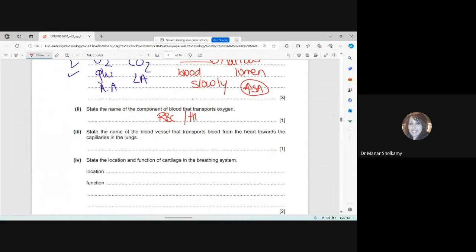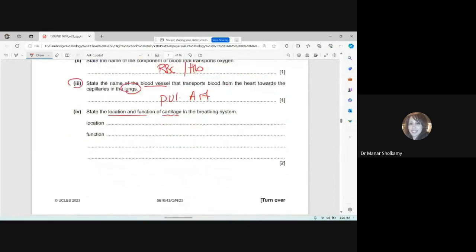State the name of the blood vessel that transports blood from the heart towards the capillaries in the lungs. To the lungs. From the heart to an organ. So this is an artery or a vein? Artery. Correct. Now, to the lungs, what's the name of this artery? Pulmonary artery. Correct. Perfect.